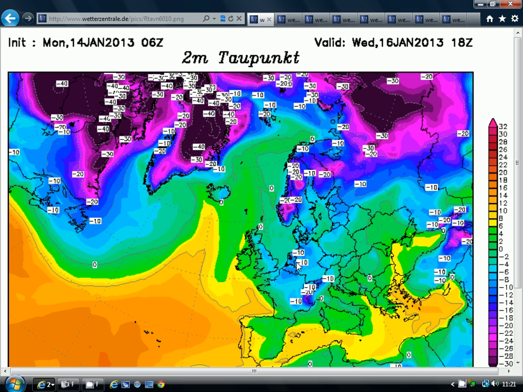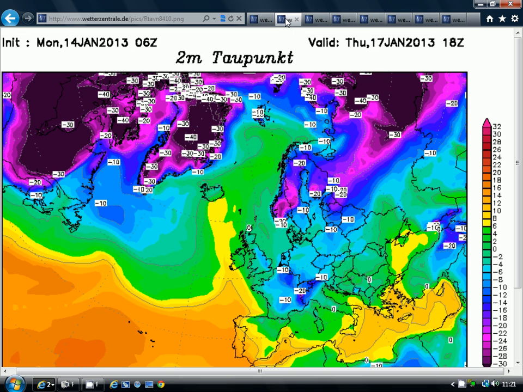In these continental flows, the upper air temperatures don't always show you the full story. The upper air temperatures can be not all that cold really, but once you get these low-level continental flows, if the air is very cold at the surface, that tends to be the deciding factor really.